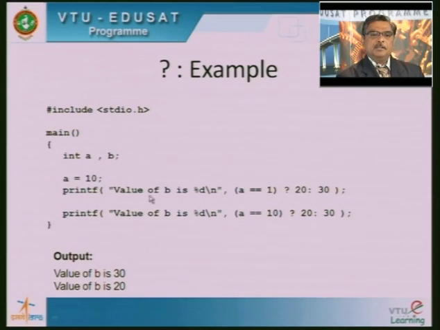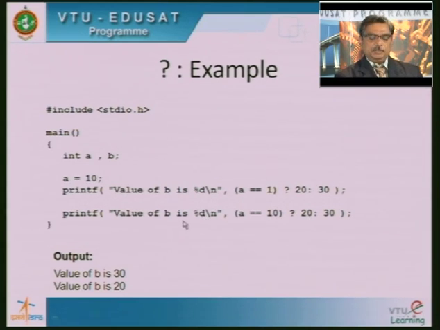Because of the statement, the value of b is 30, so it will print in the output "value of b is 30". Why is 30 printed? Because this is not true. Value 30 is printed in this position. In the same situation, another printf statement, here a == 10, double equal, because it is a conditional statement. If a is assigned with 10, this condition is true, hence 20 is printed on the output for this statement.